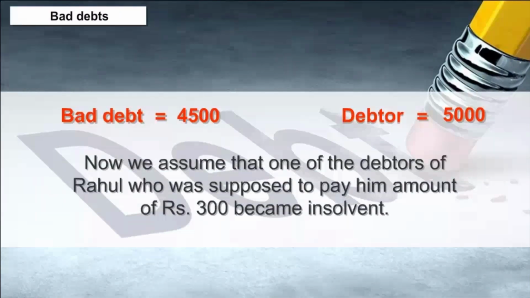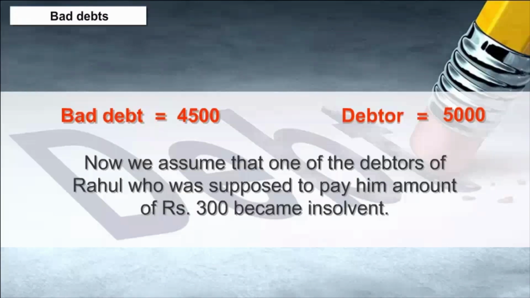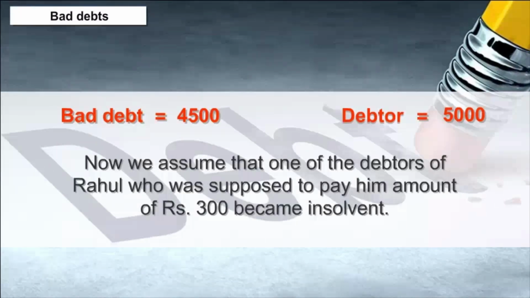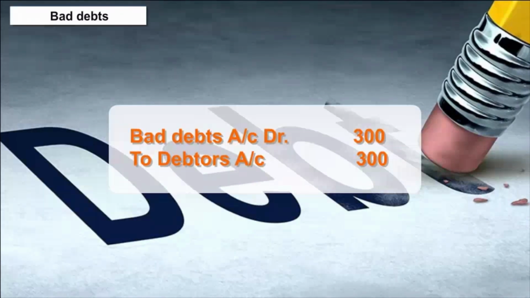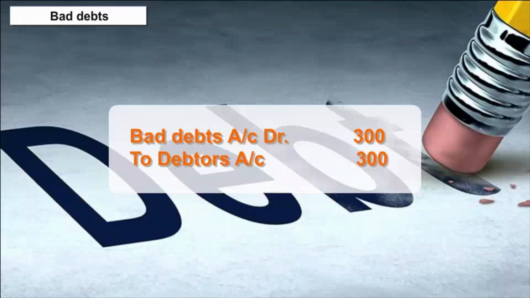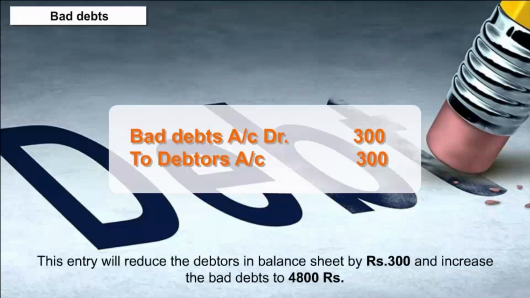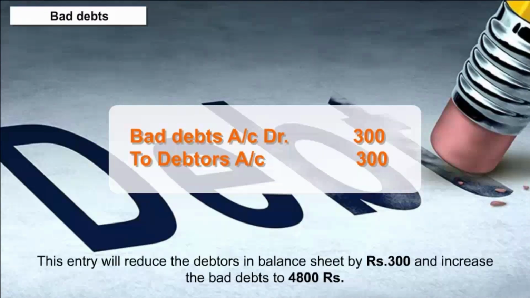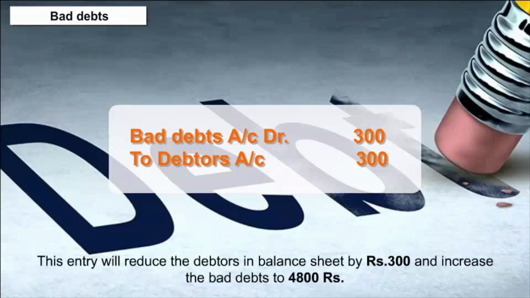Now we assume that one of the debtors of Rahul, who was supposed to pay him the amount of 300 rupees, became insolvent. So the adjustment entry for the same will be done as follows. Bad debt account debited 300 to debtors account 300. This entry will reduce the debtors in the balance sheet by rupees 300 and increase the bad debts to 4,800 rupees.